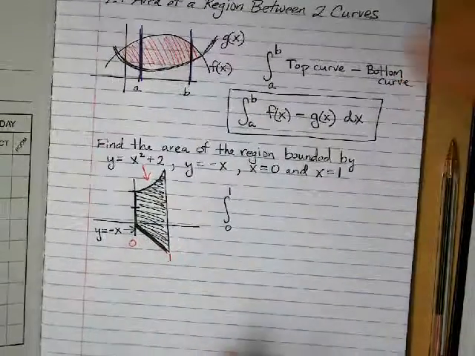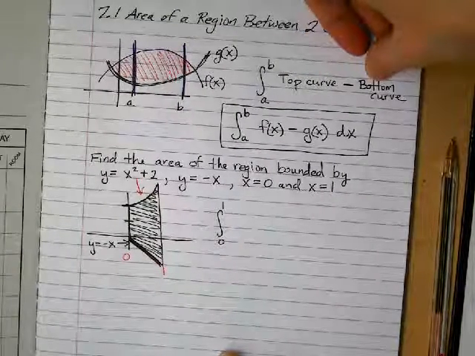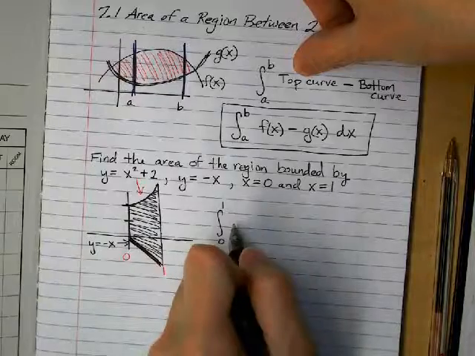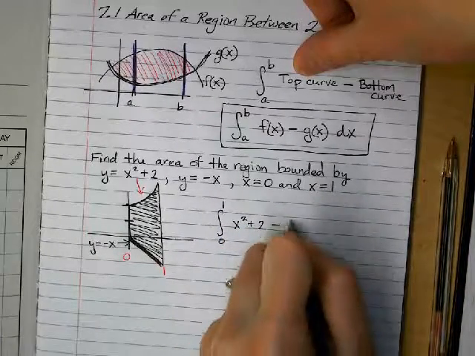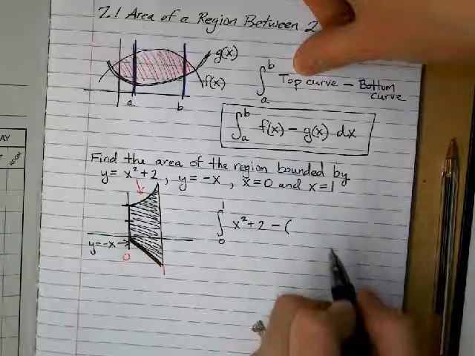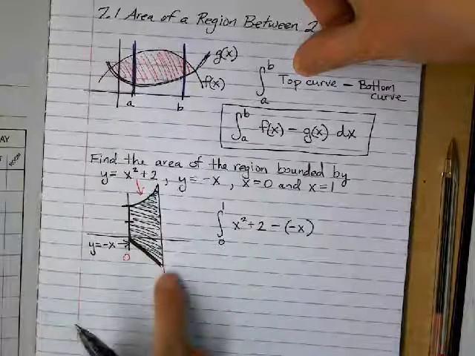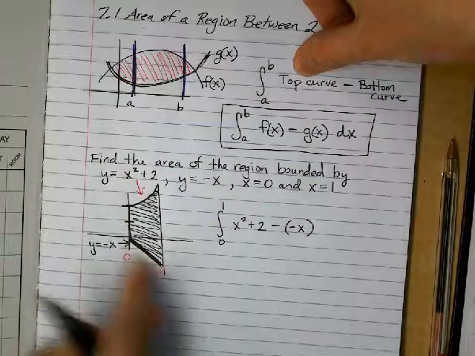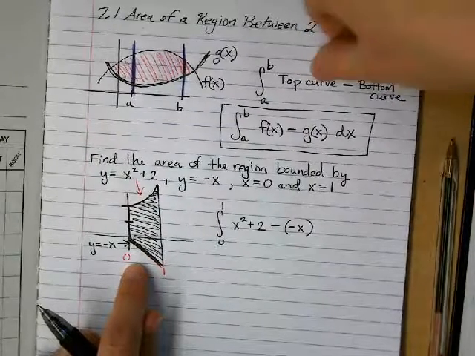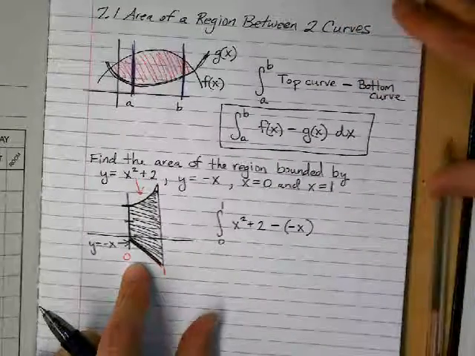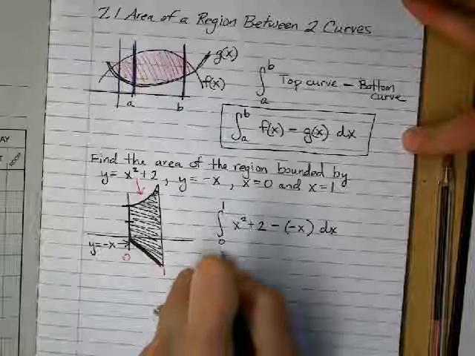And then, like I was saying, you just have to figure out the top curve minus the bottom curve. That's not too bad. Top curve is x squared plus 2 minus negative x. The bottom curve was this line, or it's not a curve, it's a bottom line, was negative x. Top function minus bottom function. It's not always a curve, it could be a straight line. Okay, so we're going to integrate from 0 to 1.